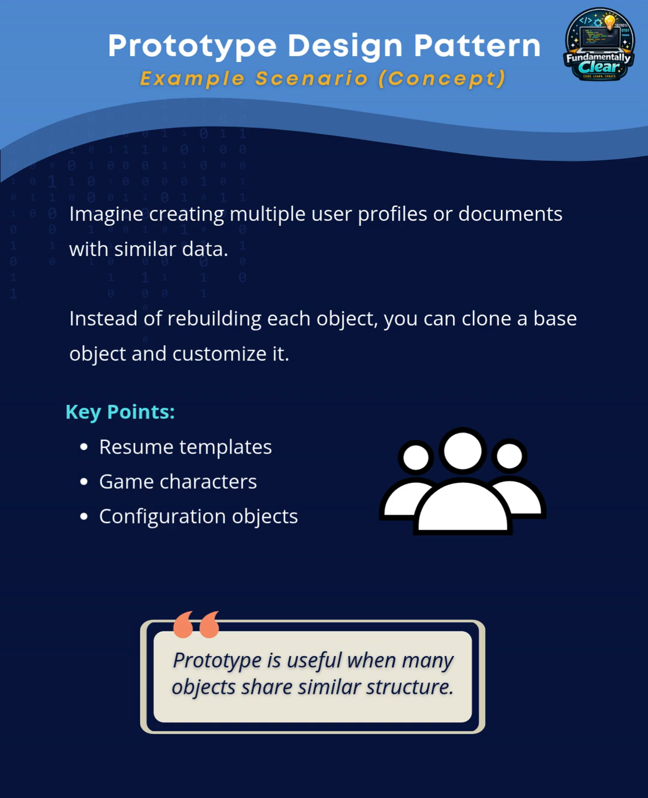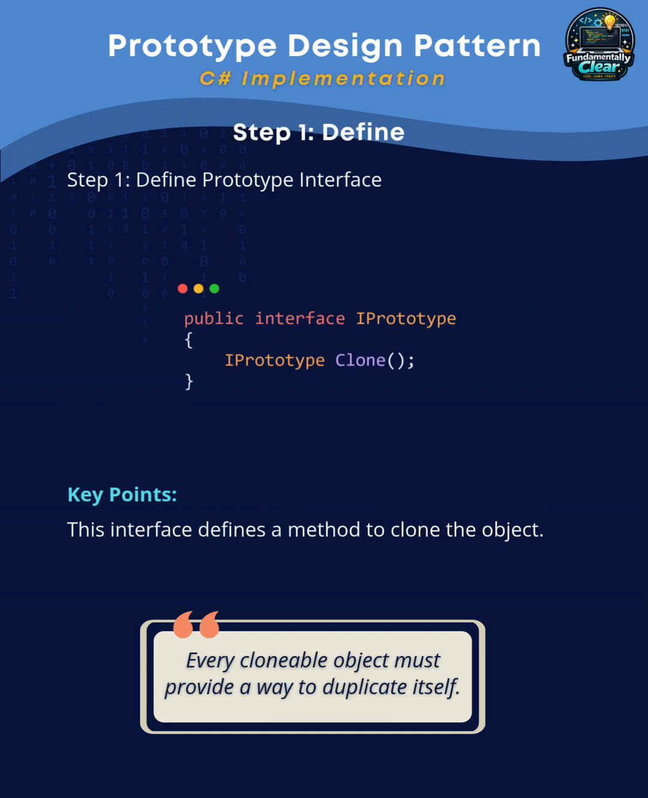All right, let's get into the code. And as always, we'll do this step by step. Step 1. Define a prototype interface. This is our contract. Any class that wants to be clonable must implement this interface and provide a clone method. The key idea here: every clonable object must provide a way to duplicate itself. The caller shouldn't need to know how the cloning works internally. It just calls clone and gets a copy.